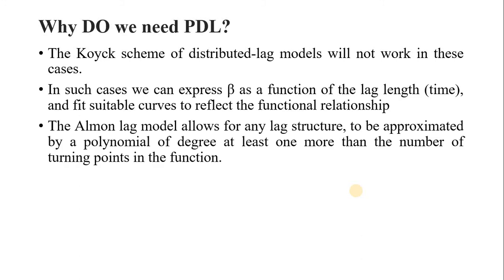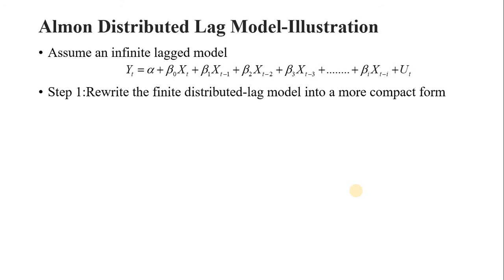So what did Shirley Almon suggest? She suggested that you express the relationship between the betas and the lag length in a functional form and try to fit a suitable curve to reflect this relationship. After fitting this curve, you look at the turning points in it. As per the Weierstrass theorem, we can approximate with a polynomial of degree at least one more than the number of turning points in the function. So how can we do that? First, you assume an infinite lag model: Yt is equal to the infinite lag model.